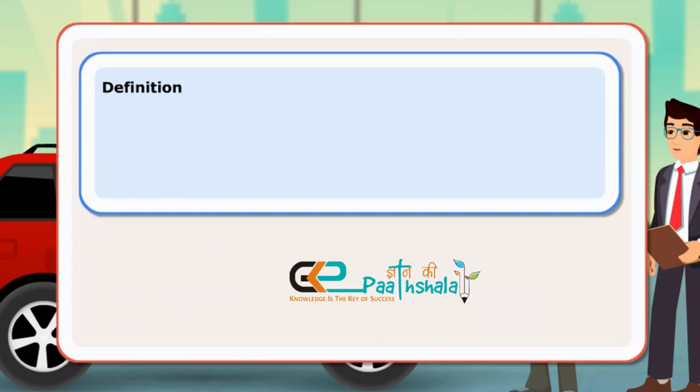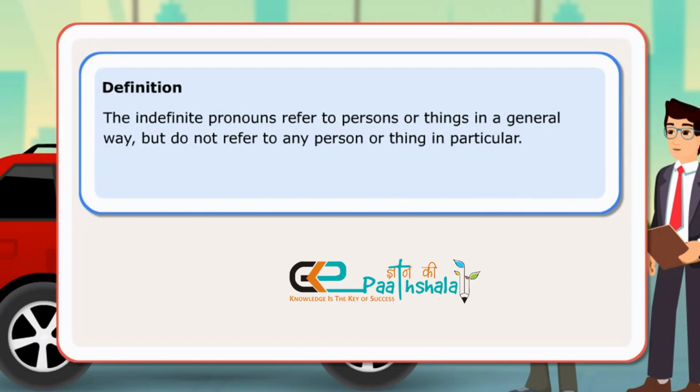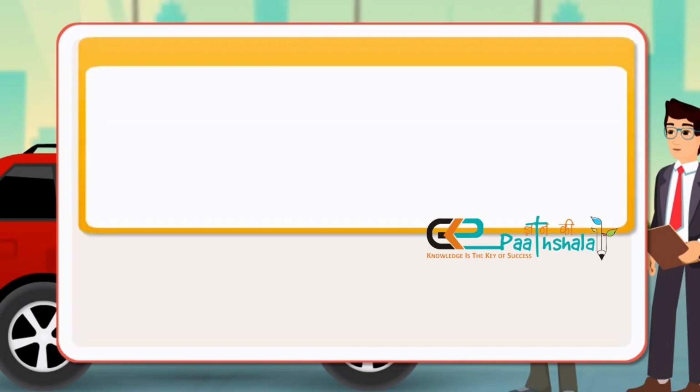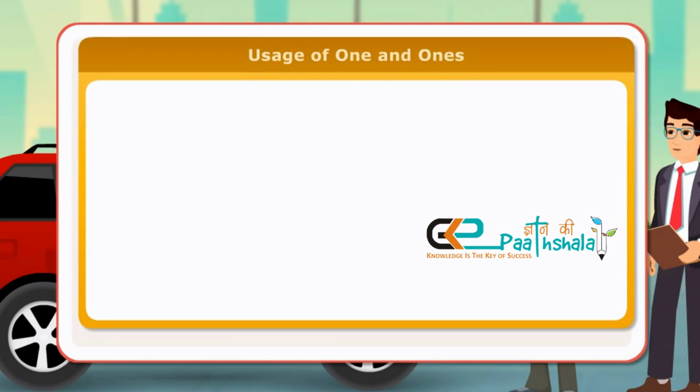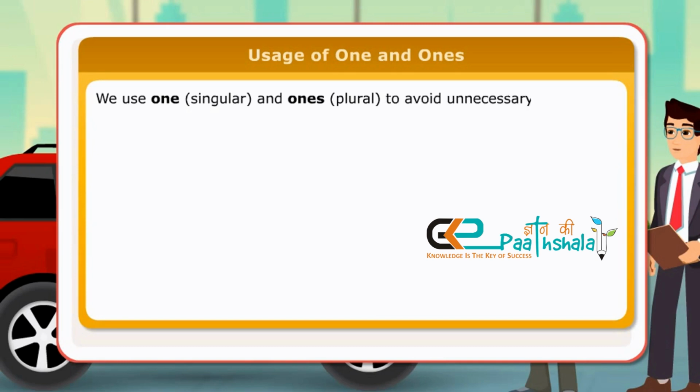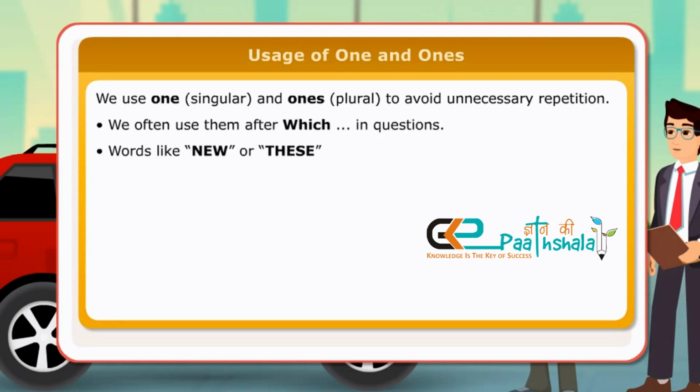Definition. The indefinite pronouns refer to persons or things in a general way, but do not refer to any person or thing in particular. Usage of one and ones. We use one singular and ones plural to avoid unnecessary repetition. We often use them after which in questions. Words like new or these specify which ones you mean.